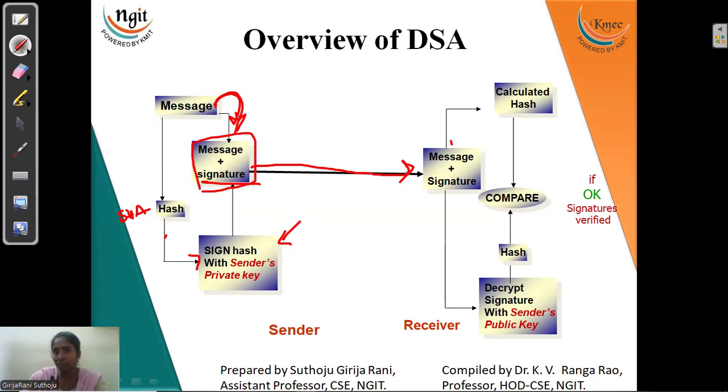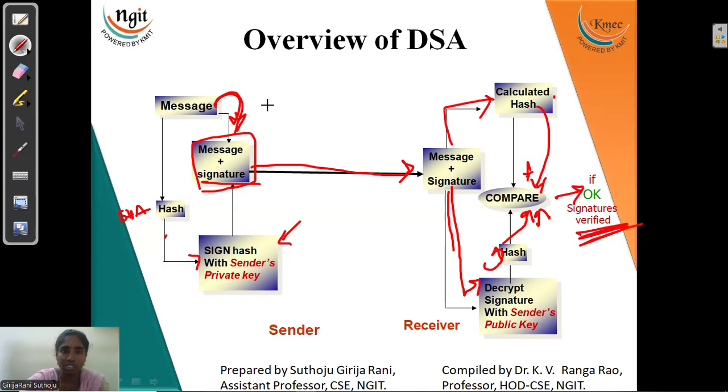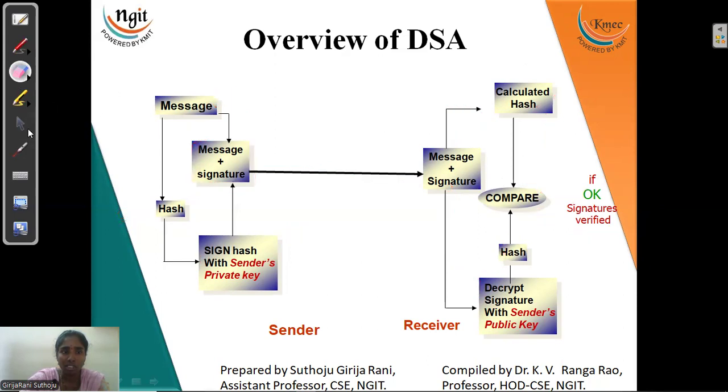He will detach the message and signature. Whatever message he has detached, calculate the hash and keep this aside, whatever hash he gets. Now take the signature and decrypt it with the public key of the sender. Whatever hash we get here, both hashes should be compared. If both are okay, the signature is verified. So this is the overview of the DSA algorithm. If you have any doubts in this, you can contact me anytime.